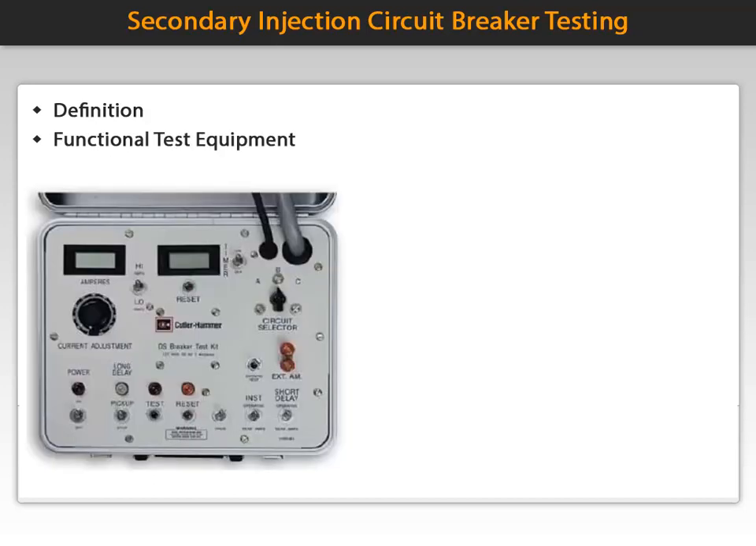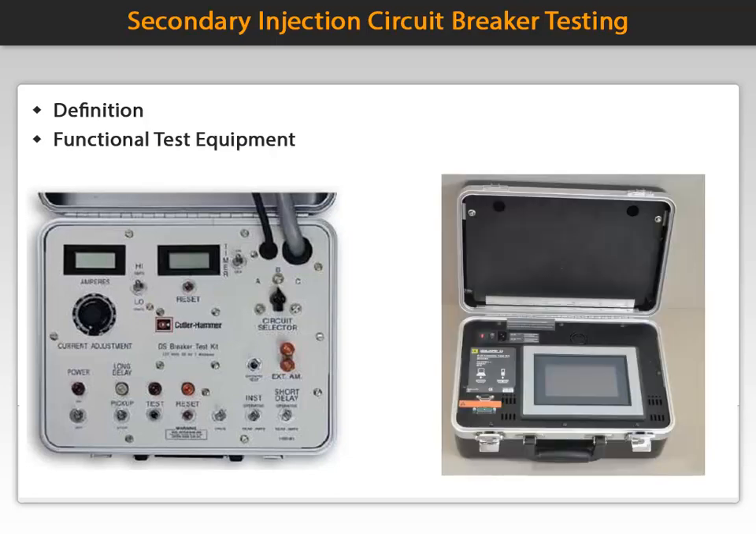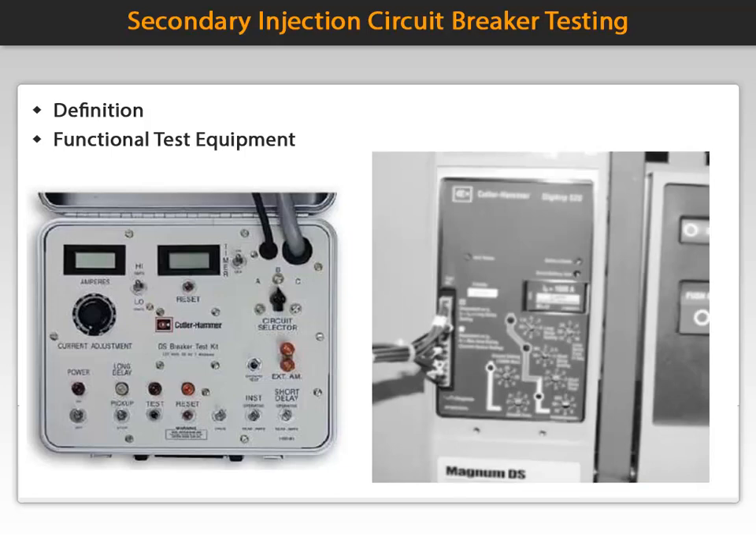Circuit breaker manufacturers all have test kits available for use with their circuit breakers. These are known as the term functional test equipment. Here you see Eaton's Magnum DS breaker test kit and Square D's breaker test kit. These kits have a connector that plugs into a port on the breaker as seen here.